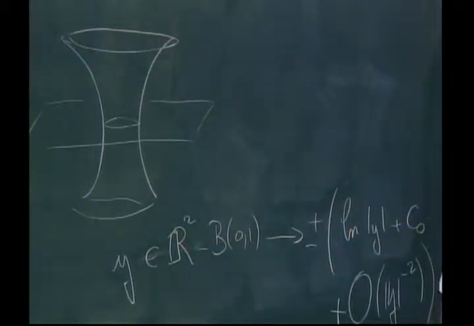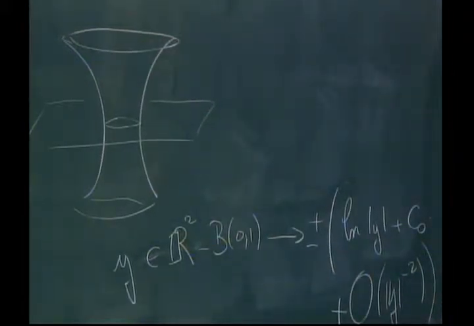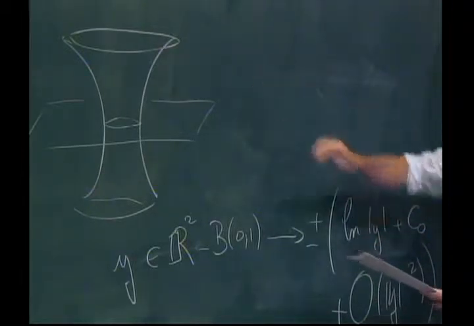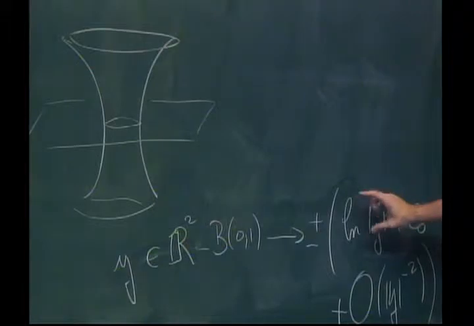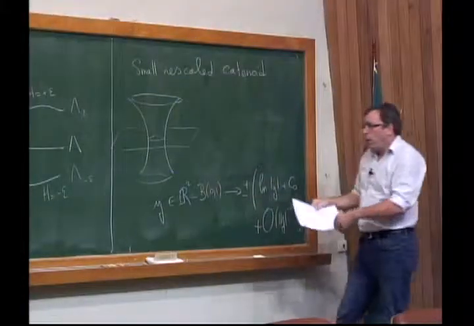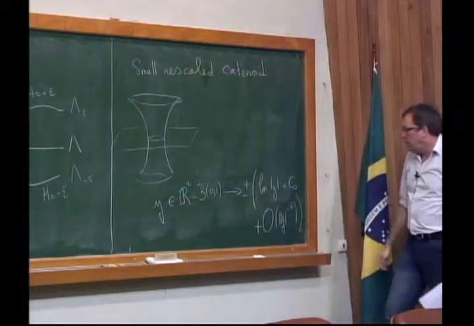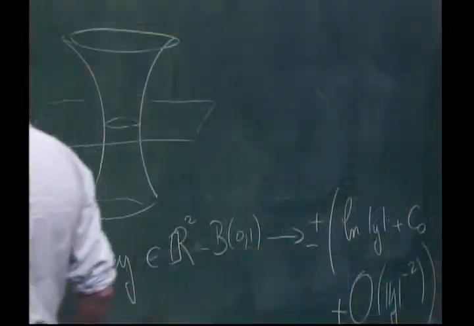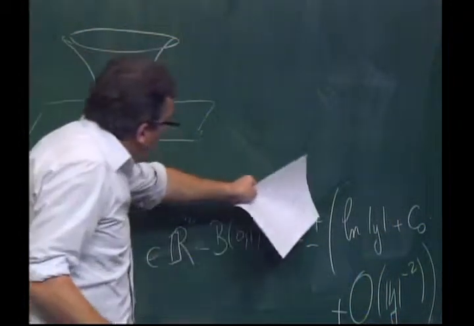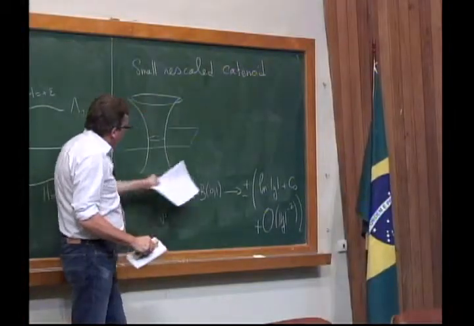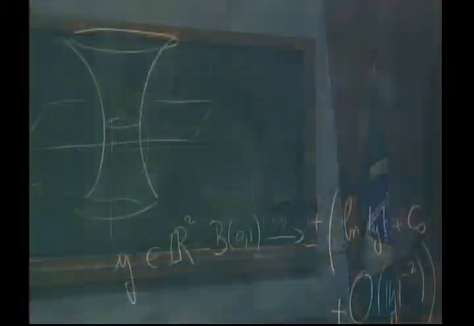So you have to be careful about the signs. What it tells you is that, up to a constant, the ends of the catenoid behave like the graph of the log function. So the plus models the upper end, and the minus models the lower end.